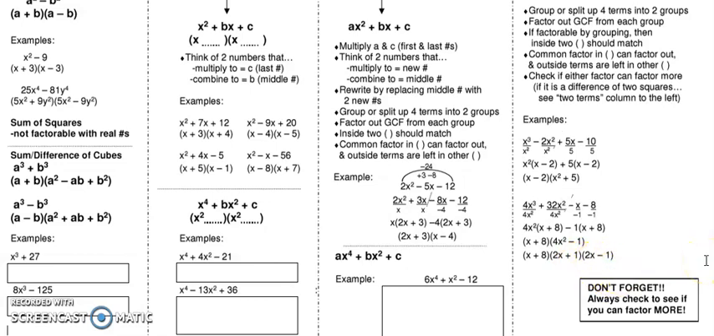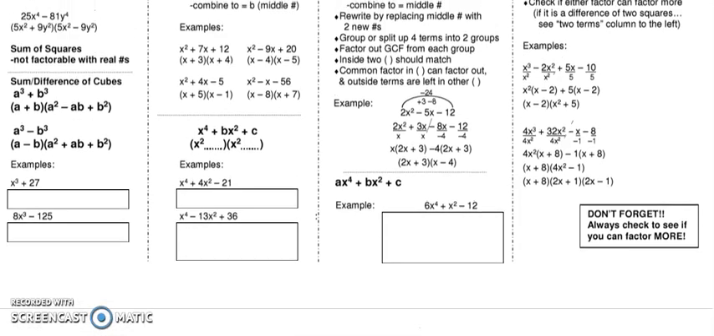Those are your 3 factors. In a box here it says don't forget to always check to see if you can factor more. You definitely want to be able to factor more if you can. You want to turn them into linear terms if possible. If you can't turn them into linear terms, that's fine, but if you can, then you would definitely factor further.